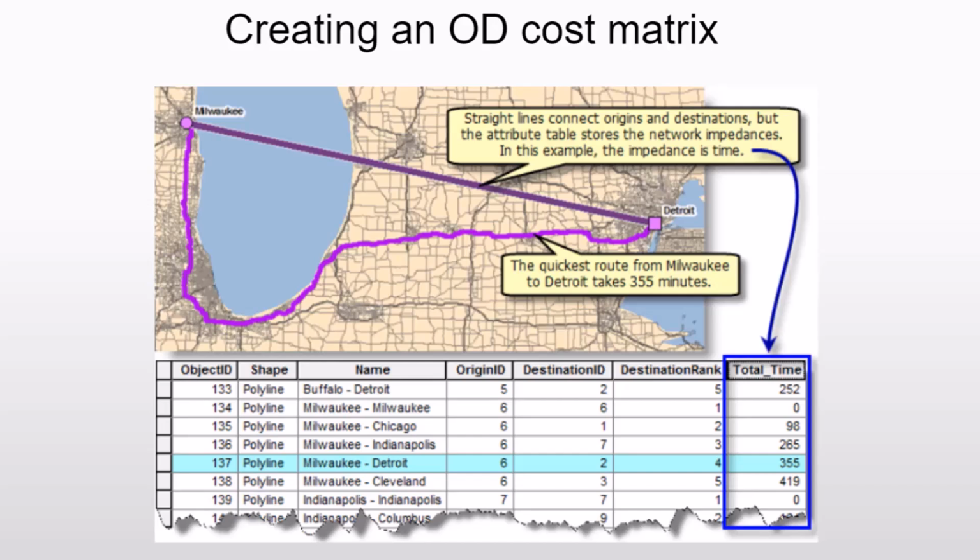Now, in the illustration right there, the graphic that gets returned, in addition to the attributes in the table, is actually what we call a spider map or a straight line map that shows a straight line connection between the origin and destination. But the time that is represented in the attribute is actually the shortest route along the transportation network. So in this example right here, Milwaukee to Detroit are the destinations, and it takes 355 minutes to travel from Milwaukee to Detroit along the transportation network.